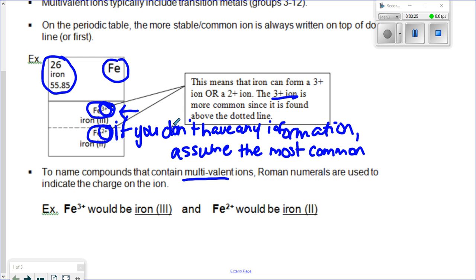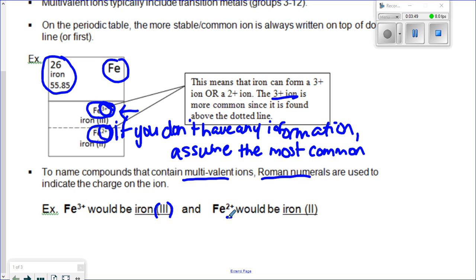To name compounds that contain multivalent ions, we need to specify which of the ion charges we're talking about. We use Roman numerals to indicate the charge on the ion. For the iron example, Fe3 positive, when we're naming it, we're writing out the full word. So we write iron, and then in brackets, there will always be those brackets beside it, the Roman numeral 3.